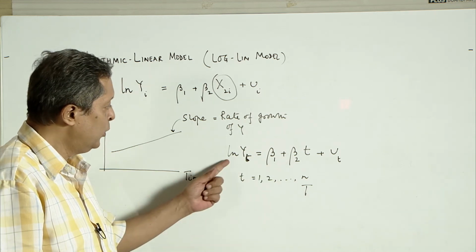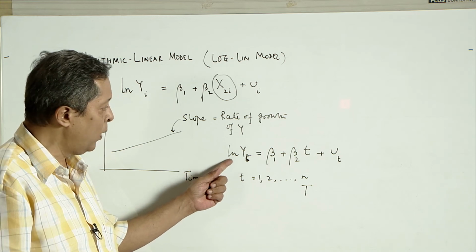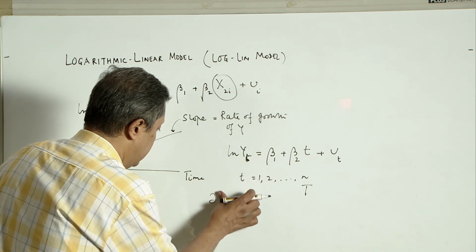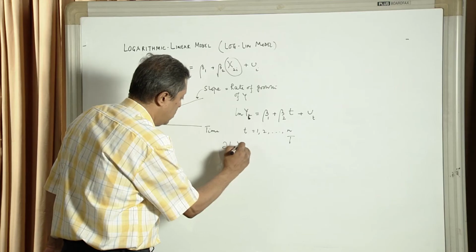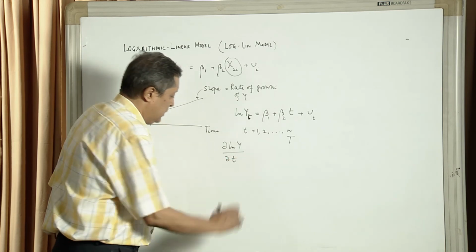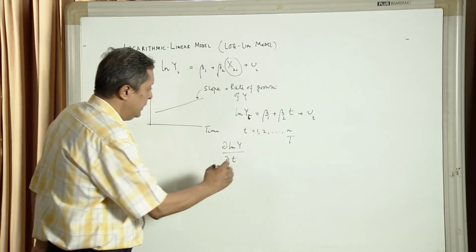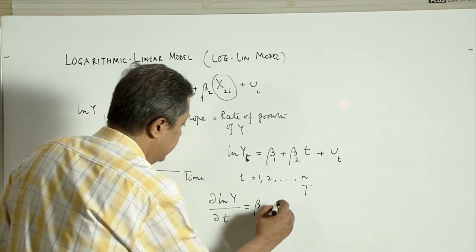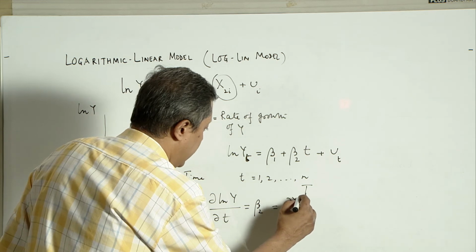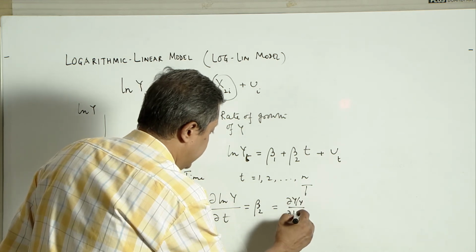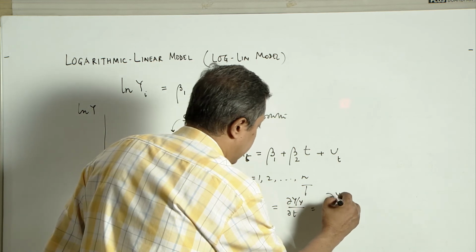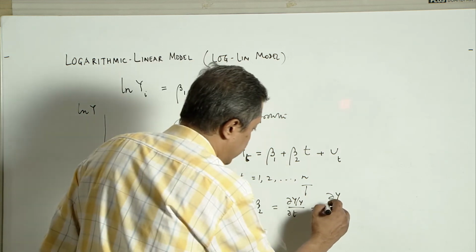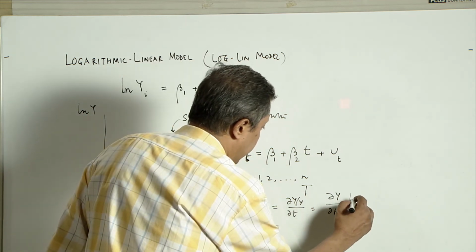Here if you take the derivative of the left hand side, that is log y with respect to t, then we get del log y by del t is equal to beta 2. But the left hand side is nothing but del y by del t divided by y. So, del t of y divided by y.